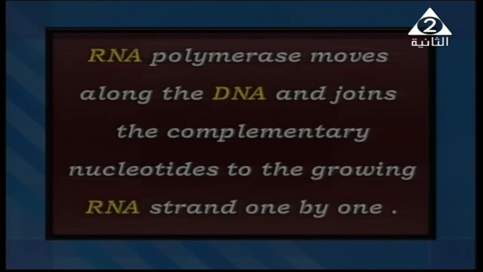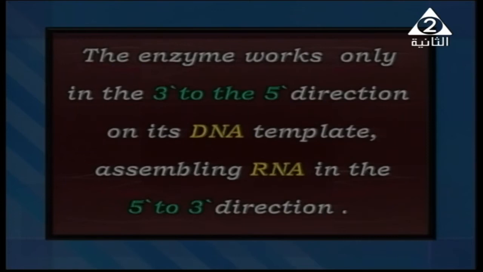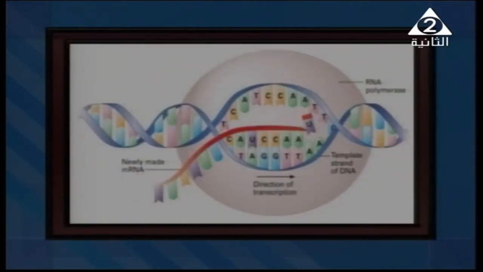After this, RNA polymerase moves along the DNA and joins the complementary nucleotides to the growing RNA strand one by one. The enzyme works only in the 3 to 5 direction on its DNA template, assembling RNA in the 5 to 3 direction. This figure represents the transcription of mRNA from the strand, the only strand that acts as a template of DNA.